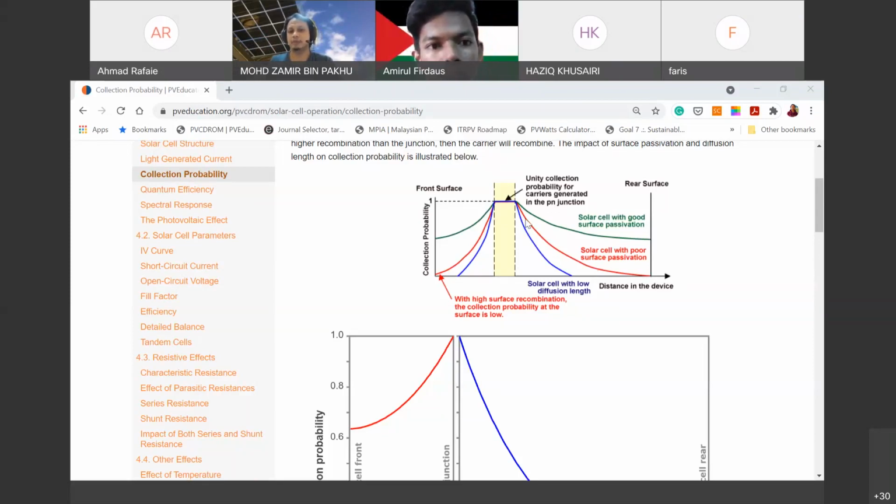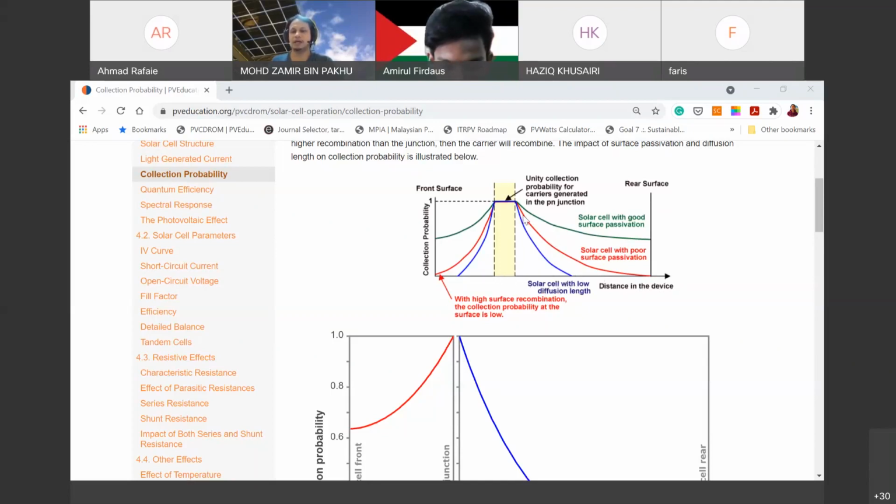So the collection probability will take this red profile. So that means right on the surface, on the secondary y-axis, the collection probability is 0. But if you go into the device, it's going to get higher and higher gradually, right? But it's way poorer if you compare to the green curve, right? And the third case, if we look at the blue curve, you can see the decay falls off to 0, not even half of the distance between the rear surface and the depletion region.